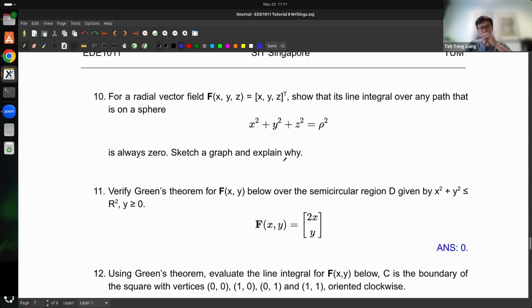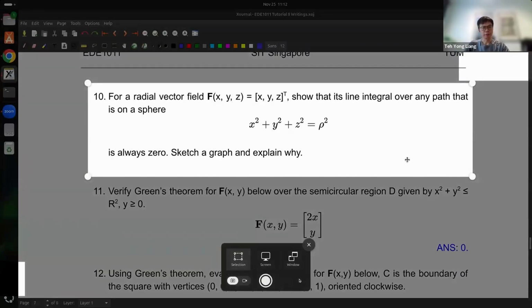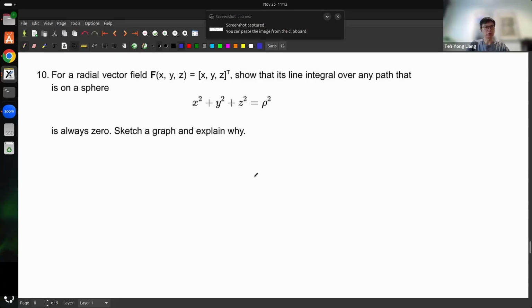Question 10, I probably need to do. You have a radial vector field F equals xyz. You're supposed to show that its line integral over any path on a sphere is always 0. Then sketch a graph and explain why. This one is not so obvious if you try to do it.